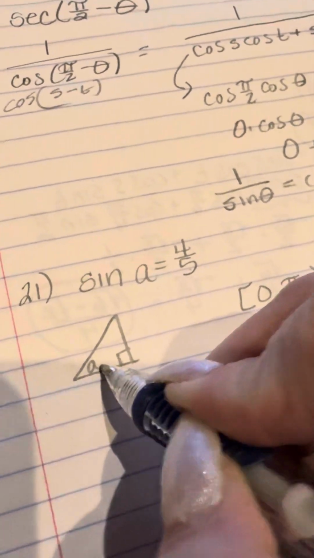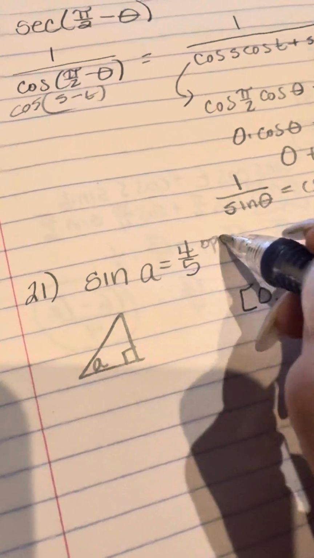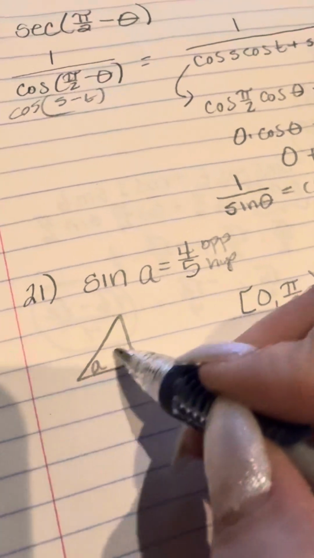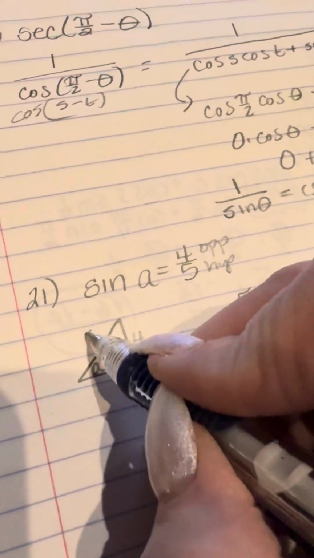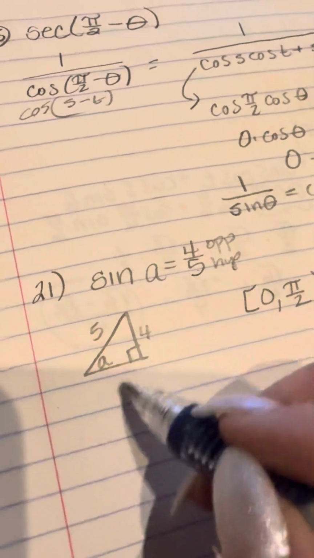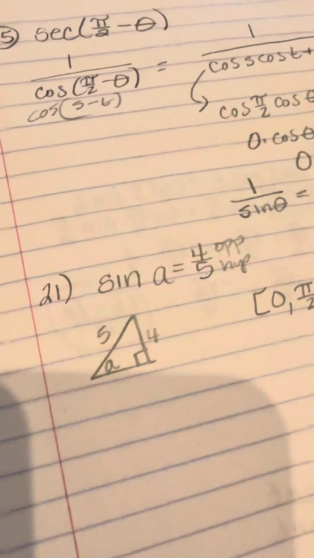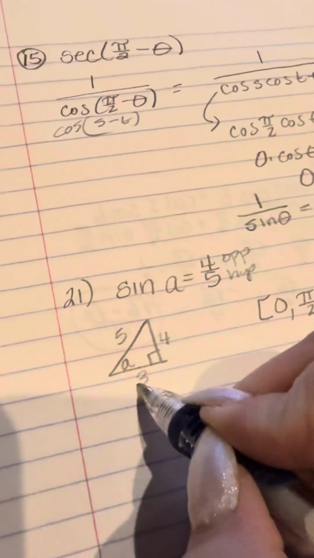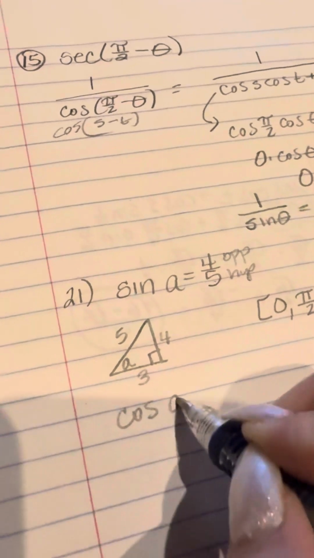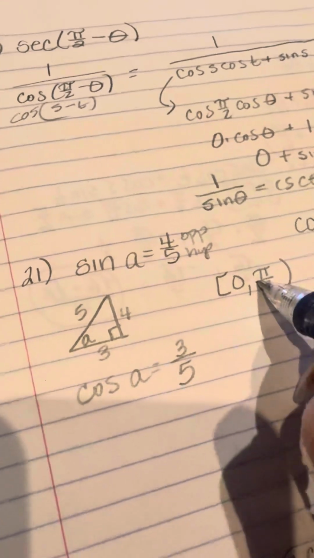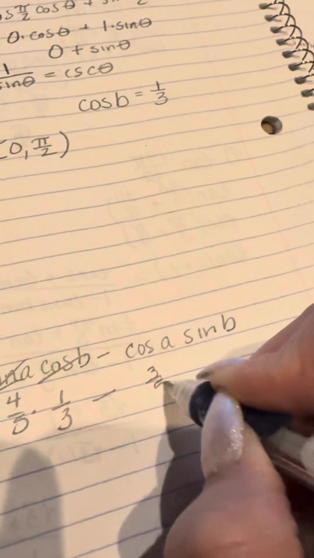Here's my angle A. The formula for sine is opposite over hypotenuse. So my opposite leg is 4, my hypotenuse is 5. Solve that using the Pythagorean theorem, a squared plus b squared equals c squared, or you can just recognize that it's a 3, 4, 5. So this leg would be 3. I need the cosine of A, which is the adjacent, which is 3 over 5. We're in quadrant 1, cosine is positive, so this becomes 3 over 5.